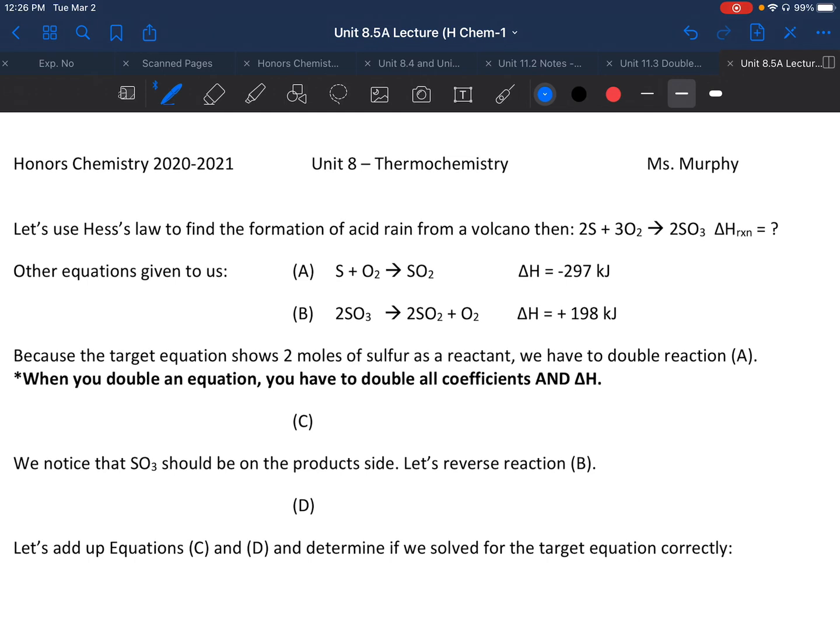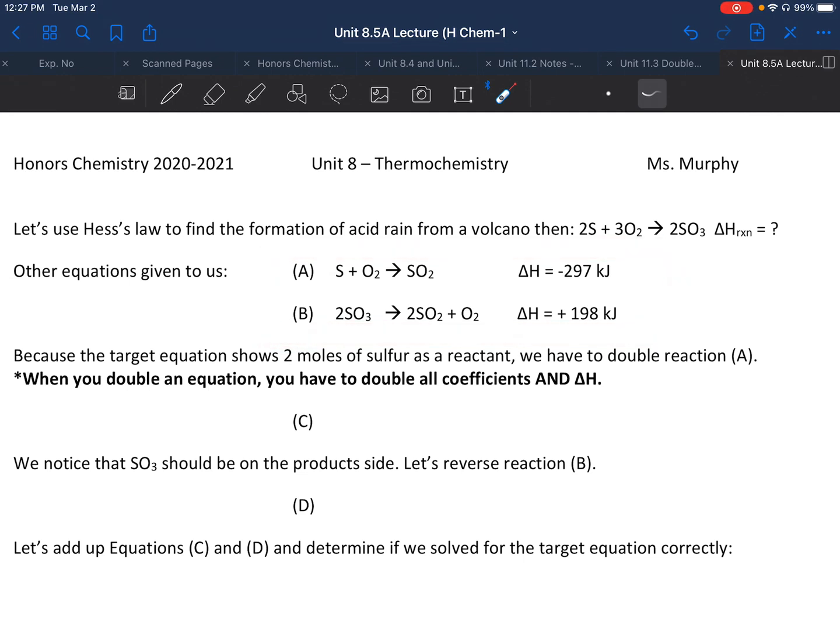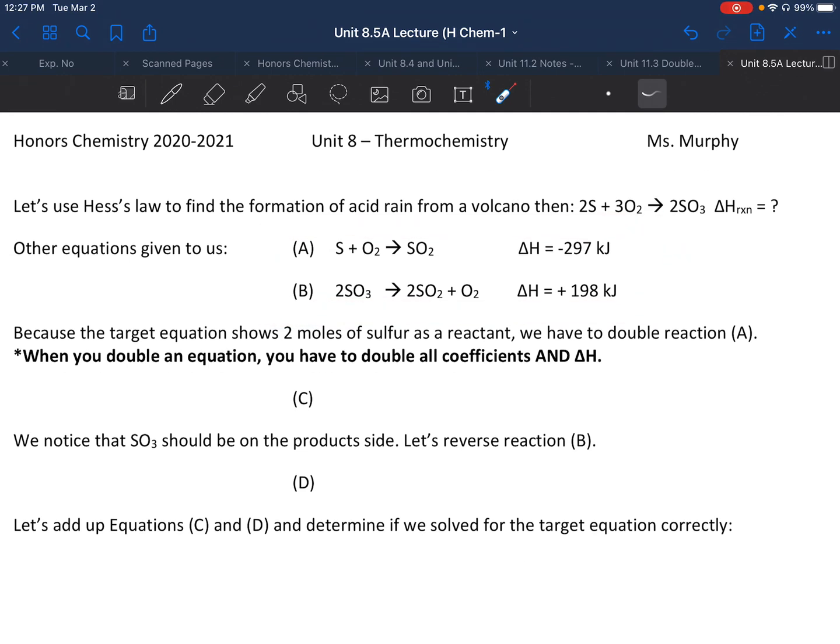So the target equation for the formation of acid rain is 2S plus 3O2 goes to 2SO3. And so we want to figure out what is our delta H. And so the equations given to us are labeled equations A and B here with their respective enthalpies. And so starting off, right away when I look, I notice that there's a 2S in my target, and the equation I have that relates sulfur only has 1. So I'm going to decide to double reaction A.